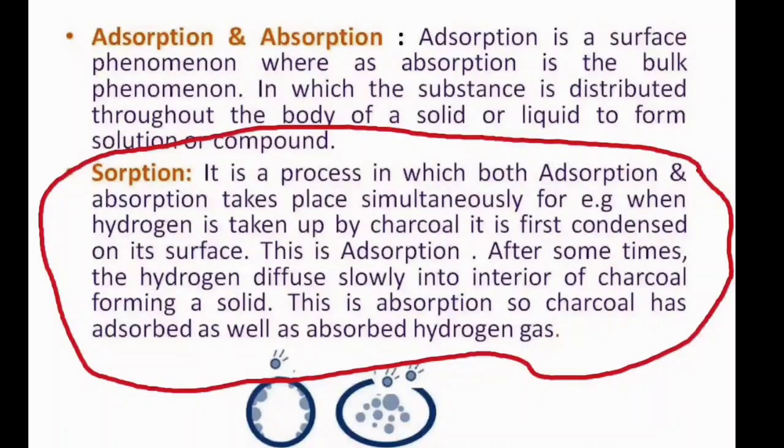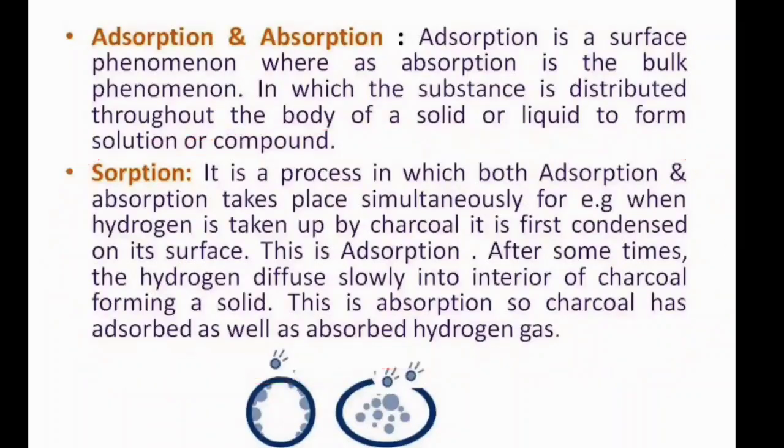For example, when hydrogen is taken up by charcoal, it is first condensed on its surface, which is nothing but adsorption. After some time, the hydrogen diffuses slowly into the interior of charcoal, forming a solid. This is absorption. So charcoal has adsorbed as well as absorbed hydrogen gas.